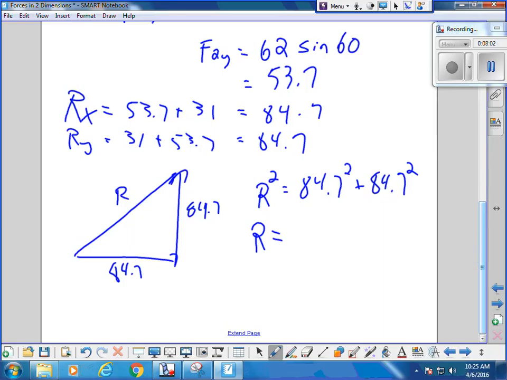Emma, got an answer there? No? I thought I saw you type it. Josh is going to do it for us. $119.8, and I guess that would be newtons, wouldn't it, right?